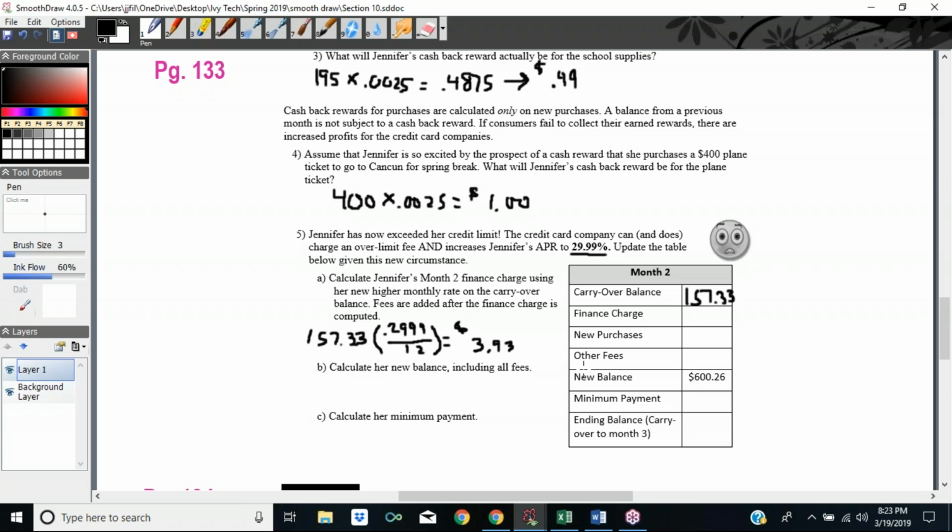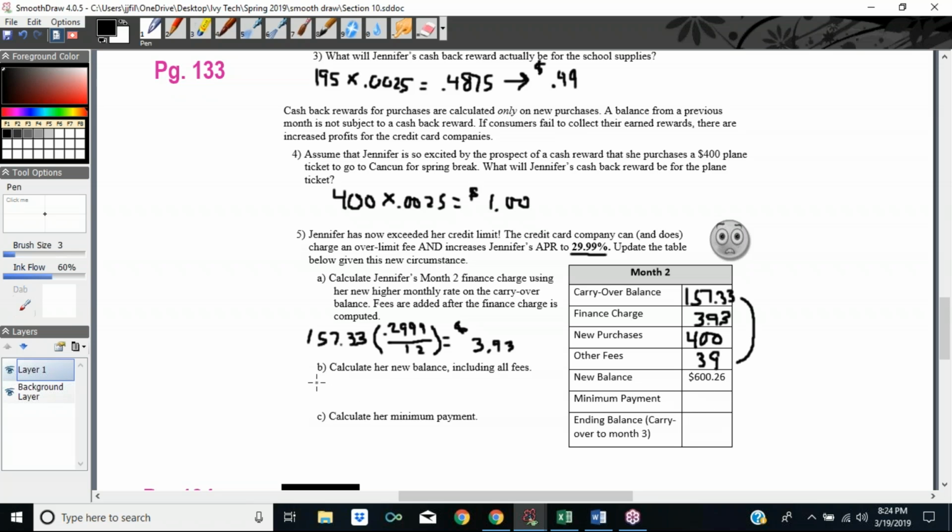So 157.33 times 0.2999 divided by 12. $3.93. Yeah, okay. Good. So the finance charge is $3.93. She has her purchases, right, of $400 for that plane ticket. And then other fees, well, she went over the limit. So the over the limit fee is $39. And the new balance then is $600.26. So if you add all those up, you should get $600.26.